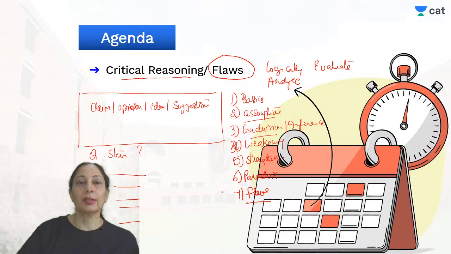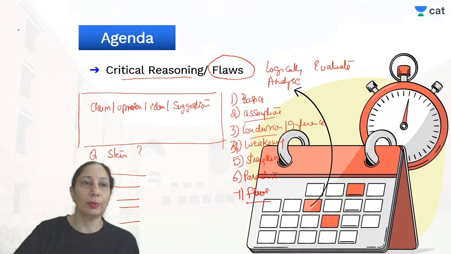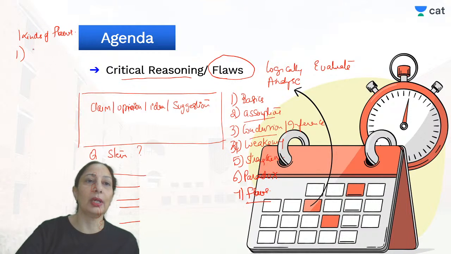Right? Now, before I go on to the lesson, I also want to discuss what are the different kinds of flaws that you find in an argument. So, the first flaw that you find in an argument is what is known as sweeping generalization.